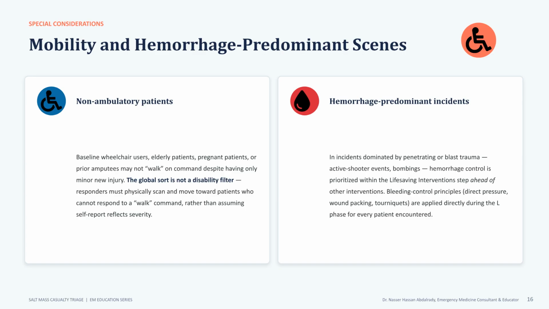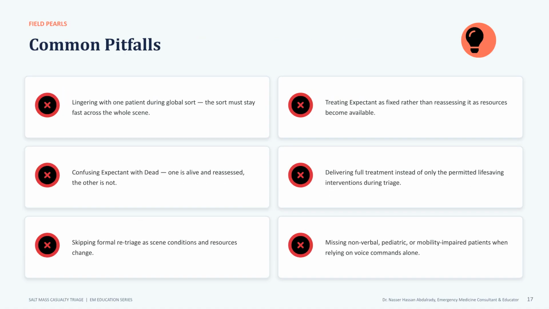When dealing with non-ambulatory patients, remember that the global sort is not a disability filter. Responders must physically scan for those who cannot respond to verbal commands. In hemorrhage-predominant incidents like blast trauma, prioritize bleeding control immediately, applying direct pressure, wound packing, or tourniquets during the life-saving interventions phase. Avoid common pitfalls, such as lingering with one patient during the global sort, or assuming the expectant category is fixed. Ensure you do not confuse expectant with dead, and avoid providing full treatment rather than only the permitted life-saving interventions during initial triage.